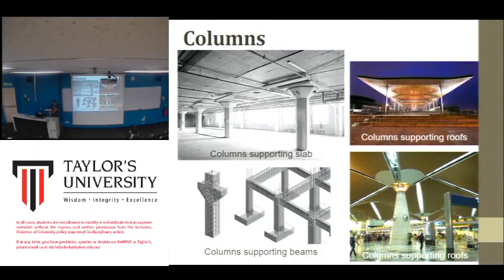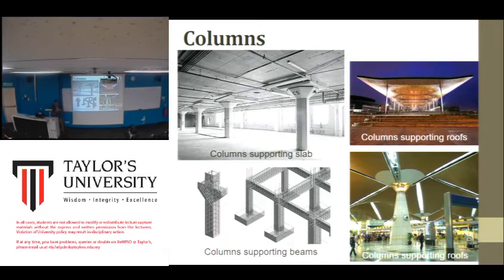So just to recap, let me show you some different arrangement configurations of columns. When you have columns, you do not necessarily need to have beams. There are many different types of construction systems, depending on which system you use. But for this class, we use beams and columns, because it is the most common construction system that we use, especially in Malaysia.